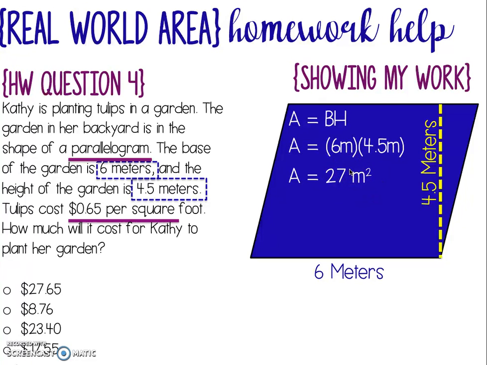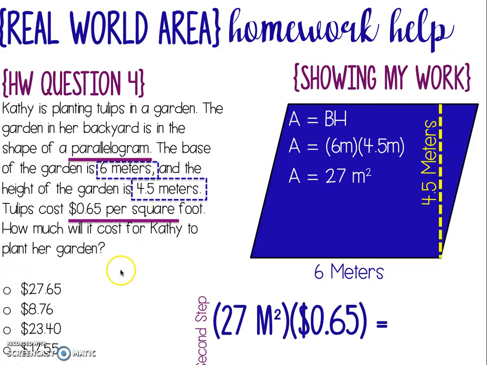There's a second step on this problem, and it says that tulips cost 65 cents per square foot. So for our second step, we have to take the square footage of her garden, which is 27 meters squared, and multiply that by the cost per square foot. So we have 27 meters squared times 0.65 per square foot, and we get that it's going to cost her $17.55 to plant those tulips.